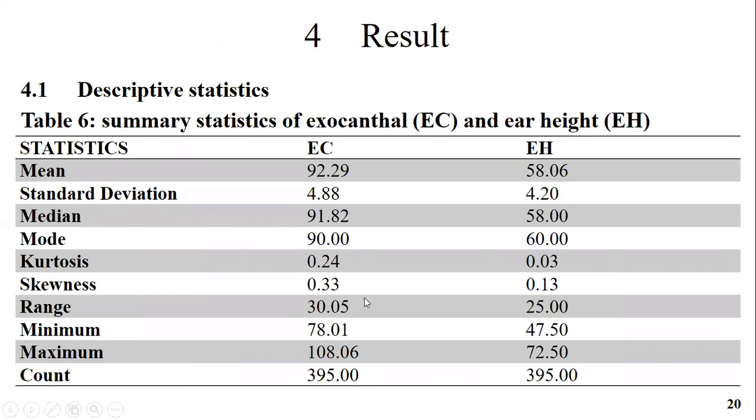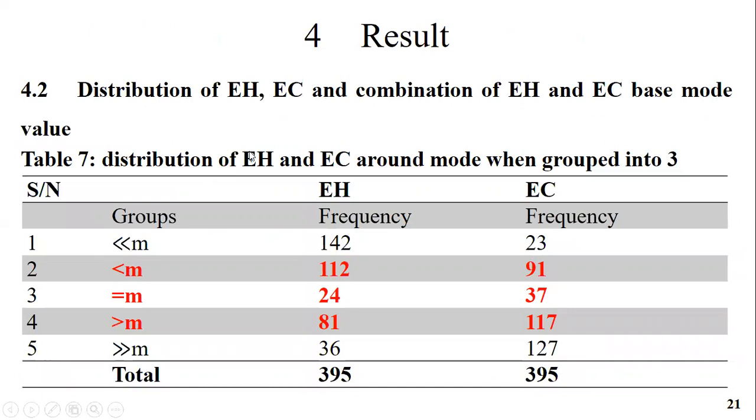A result shows the mod EC and the mod EH to be 90 and 60 millimeters respectively. Distribution of EH and EC around mod, one group into 3. Around mod, one group into 5. We have exactly 24 subjects with exactly mod ear height, and then another 37 have exactly mod EC.